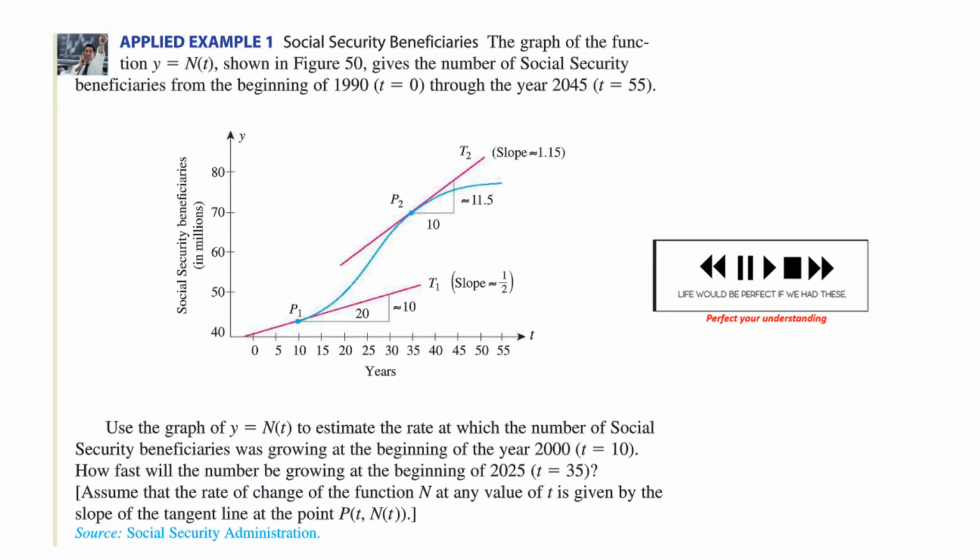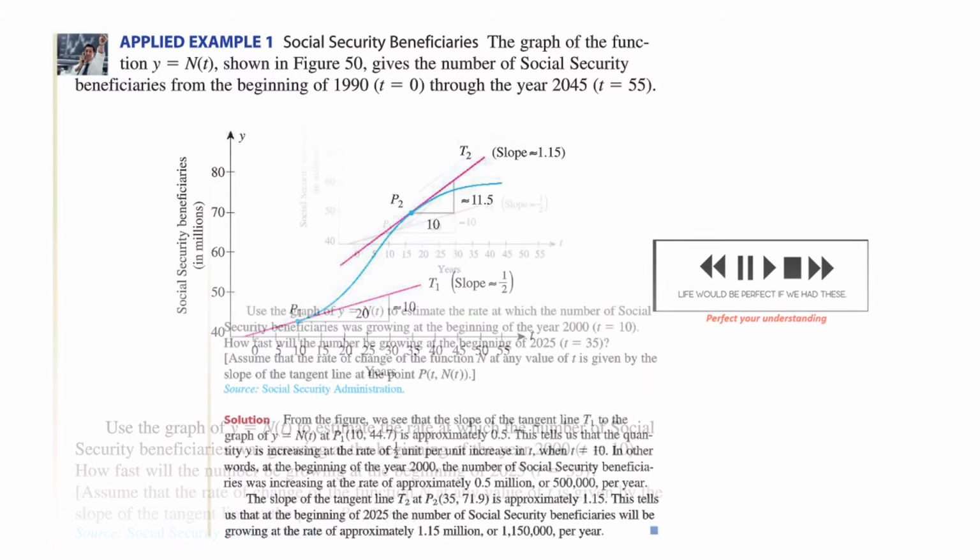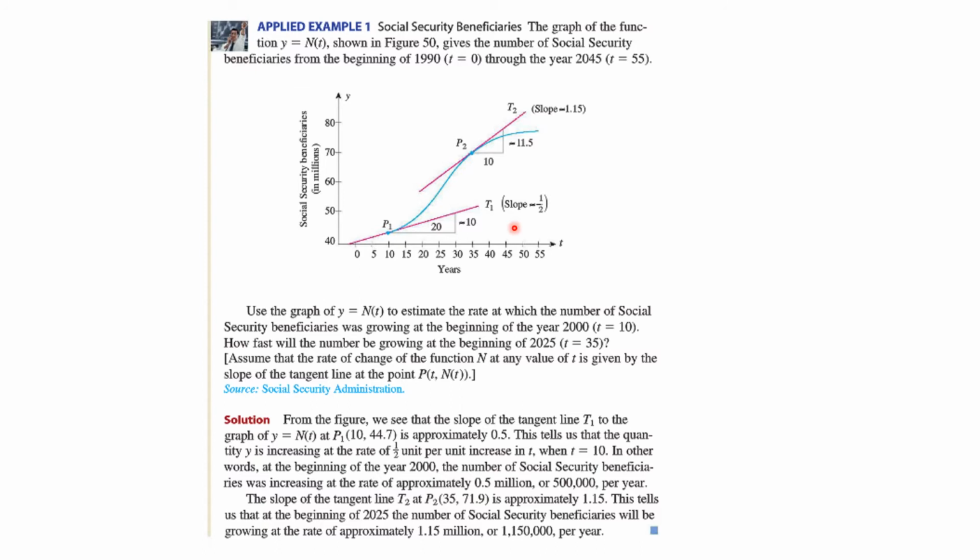Let's see how you did. So you look at the slopes here. The slope is 1/2, and here the slope is 1.15. And when you change the units, you see that that means that at this point, when t was 10, it was increasing at 0.5 million, or 500,000 per year. At the other point, it was increasing at 1.15 million, or this many per year.